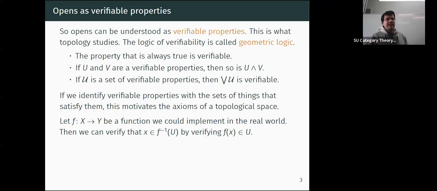So this tells us that the preimage of an open set should be open, right? So whenever you have a function that you can actually implement in the real world, it should be continuous. So this gives us, again, a motivation for the idea of a continuous function.